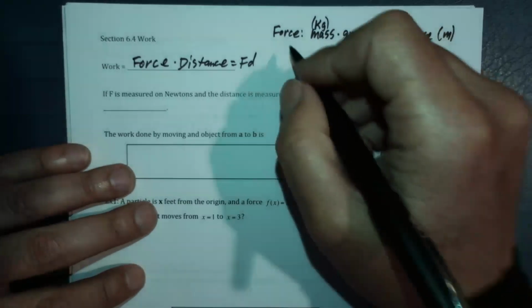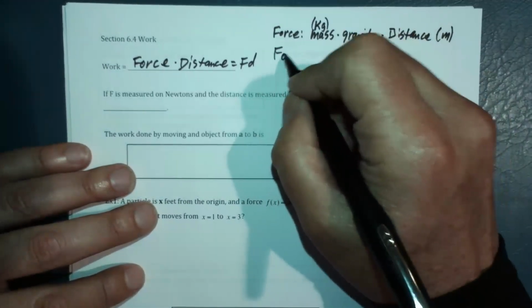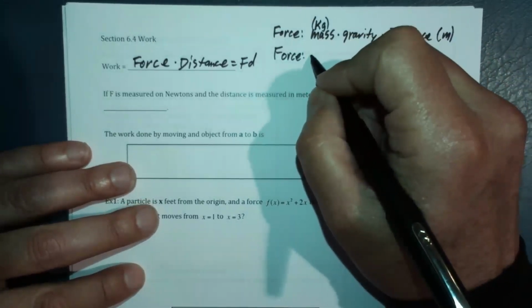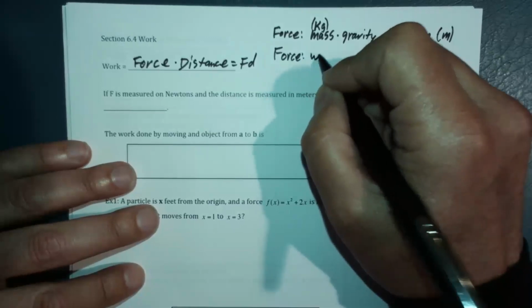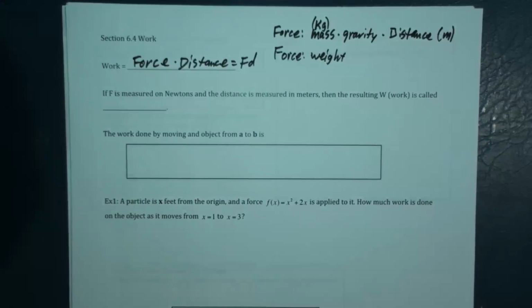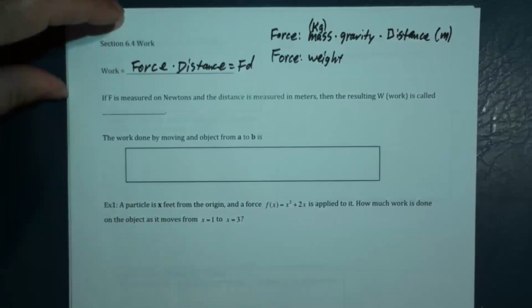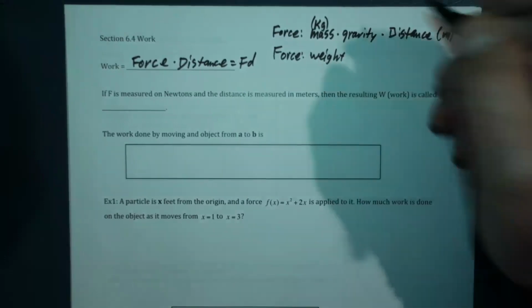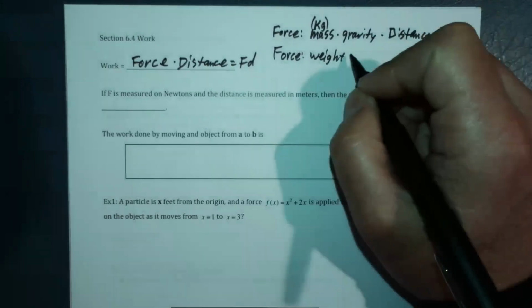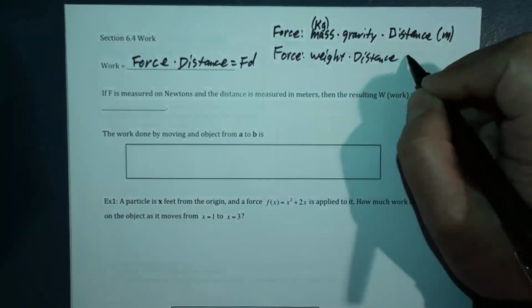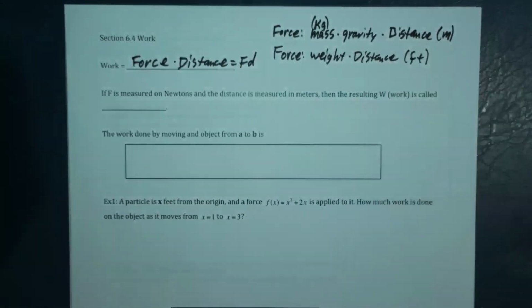Now, it's a little different when we're dealing with the American system, because F is just the weight, which already accounts for gravity. So mass and weight are not the same thing. They can be translated on Earth relatively easily because gravity is the same everywhere on Earth. And this is going to be times another distance. Often it's in feet. So our work will be in foot-pounds.